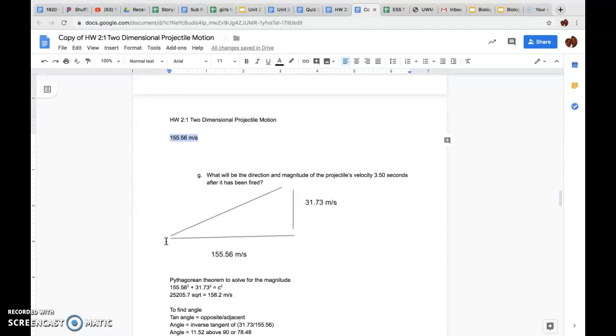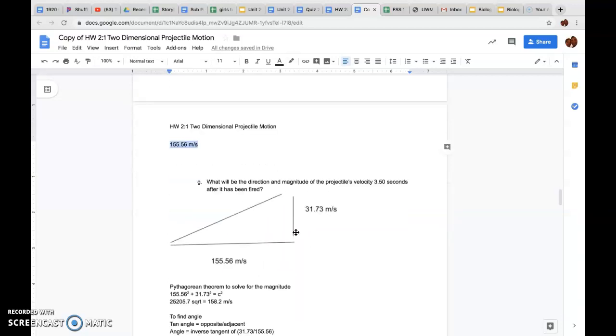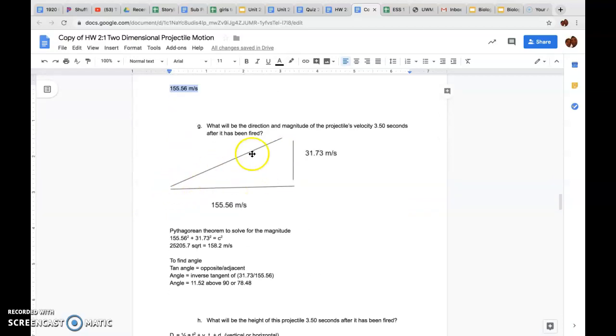All right, G is a little bit more difficult question. If we combine those two values, where it's still moving 155.56 meters per second horizontally, but now instead of a vertical velocity of about 61, it now has a velocity of 31.73. What's its new direction and magnitude? We'll use the Pythagorean theorem to solve for this side, and we end up getting 158.2. Then we use the inverse tan function to find the angle measurement, which here is 11.52. However, we want to know where its actual direction is at, so it's above 90, or it's actually 78.48 degrees.